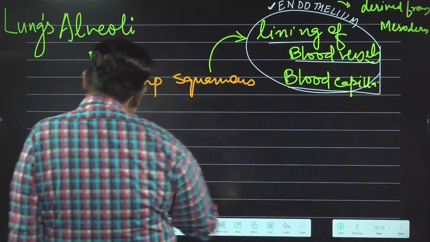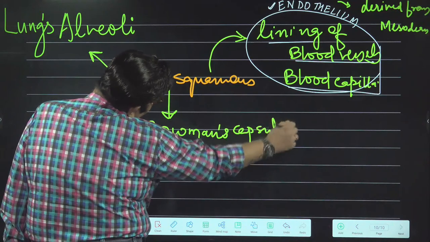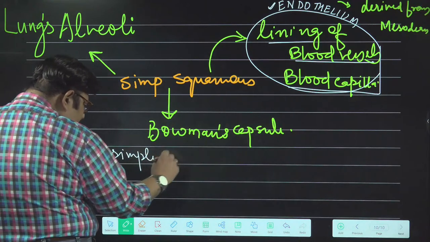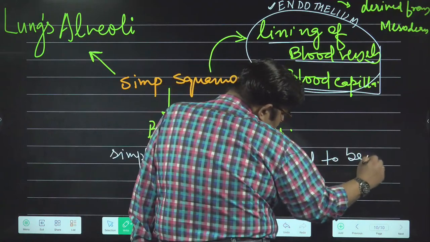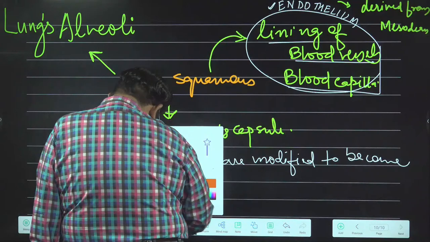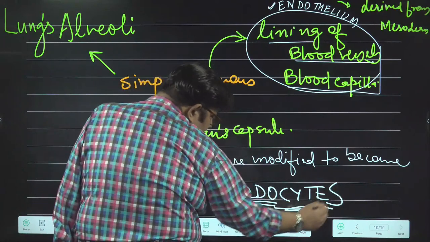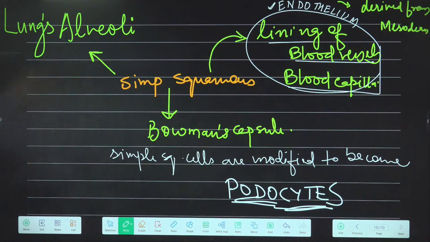Yes, Bowman's capsule. In the Bowman's capsule, the inner layer cells are modified. The simple squamous cells are modified to become podocytes. Podo means foot, cyte means cell. Cells with feet: podocytes. So simple squamous: alveoli of lungs, lining of blood vessels or blood capillaries, and lining of Bowman's capsule.